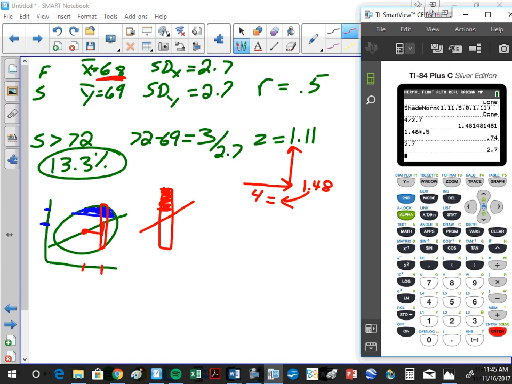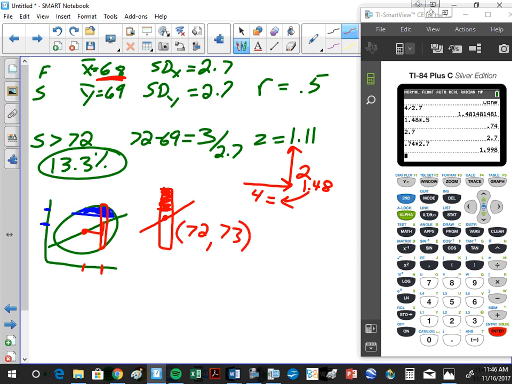Oh, I didn't multiply it. 0.74 times 2.7. Almost 2, which makes sense, right? They have the same SDs. So if I go 4 inches to the right and the R value is 1/2, I'm going to go up half of 4, so 2. So I go up 2 inches. So my new averages are 72, 73. Right? So I went right 4, up. Oh, sorry, you're right. 71. There we go.